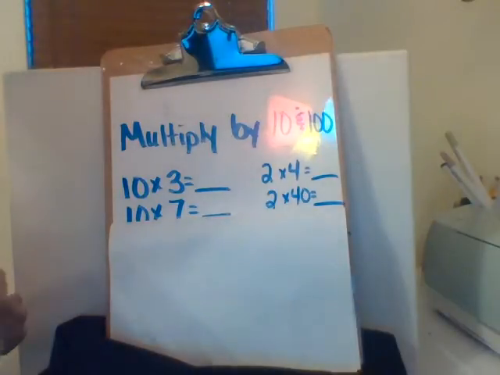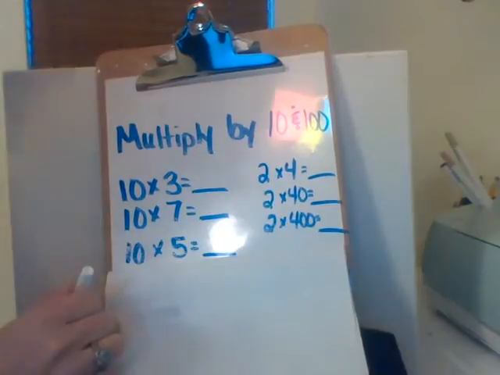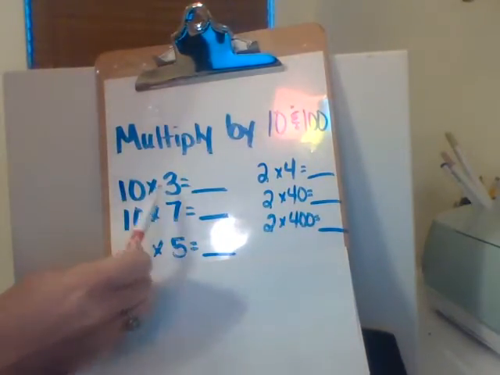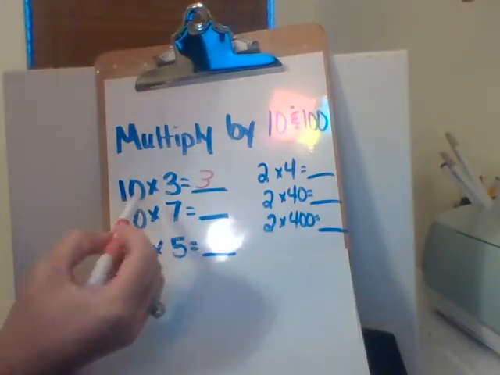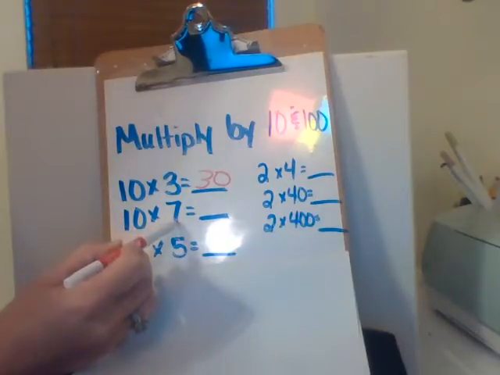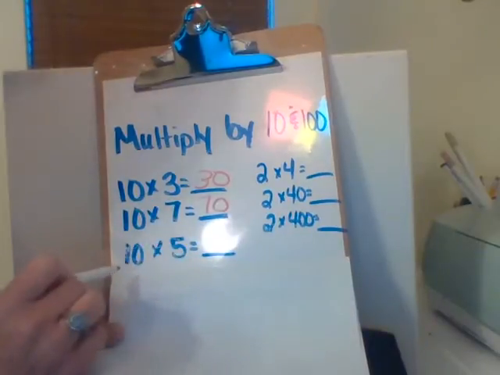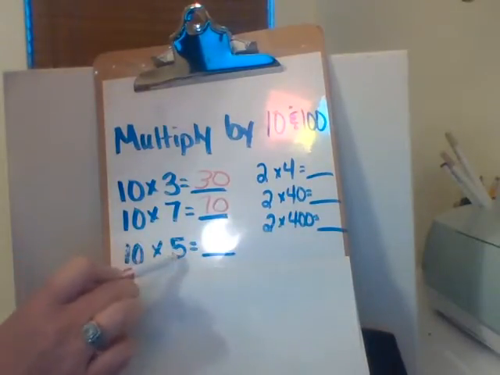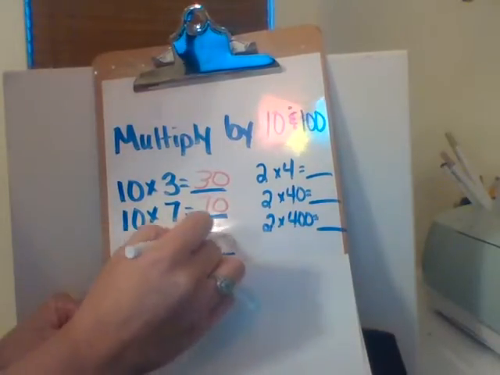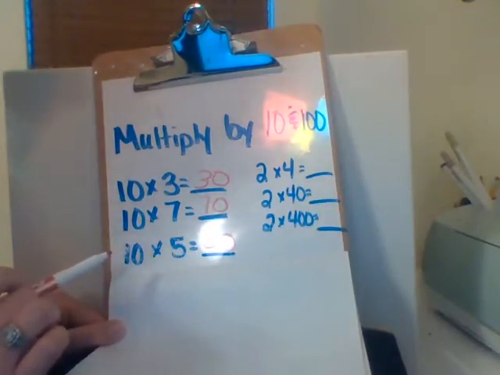Okay. When you multiply by 10 and 100, you're working with a lot of zeros here. So let's start with 10 times 3. Well, I know 1 times 3 is 3. So 10 times 3 is 30. I know 1 times 7 is 7. So 10 times 7 is 70. And last here in this row, I have 10 times 5. So 1 times 5 is 5. And 10 times 5 is 50. So really, when you are multiplying by 10, all you're doing is adding a 0 at the end of your number.